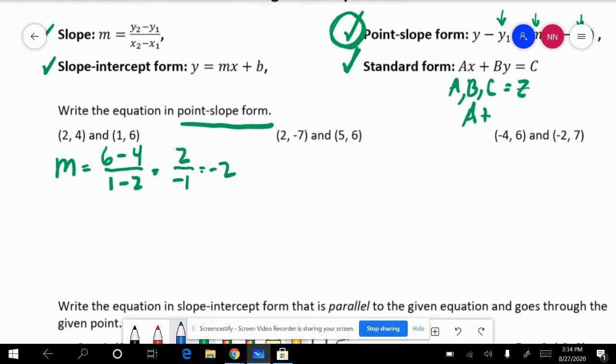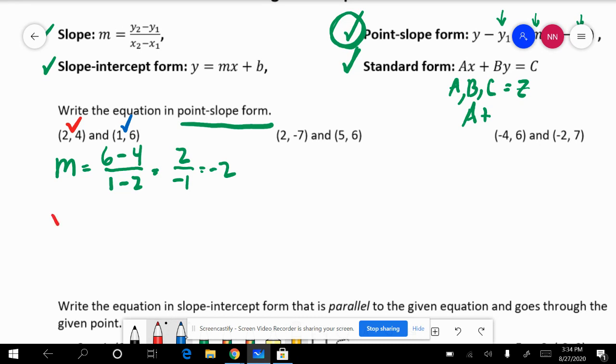Now, technically, there's 2 different answers, so I'm going to show both answers. You only need to have one of the answers. It can either be written with this ordered pair, or it could be written with this ordered pair. It doesn't matter which one. Both are the correct answer. Let's start with the first one.